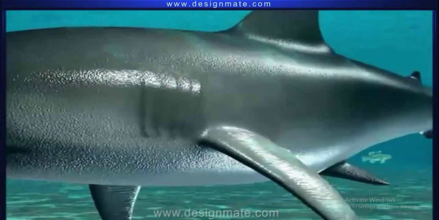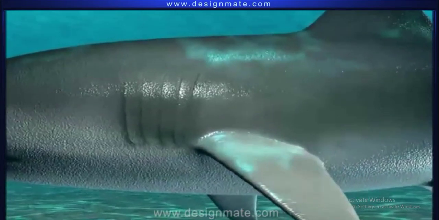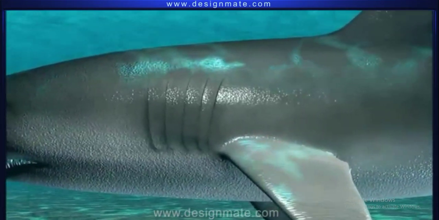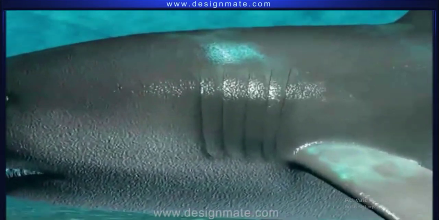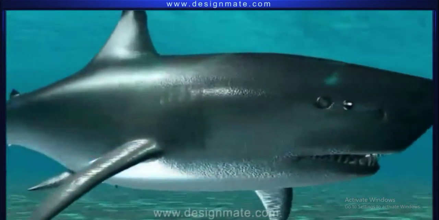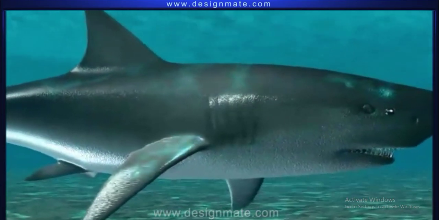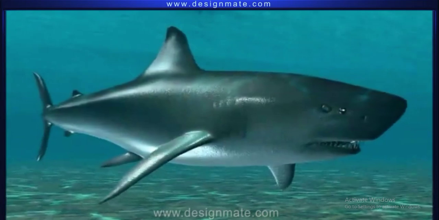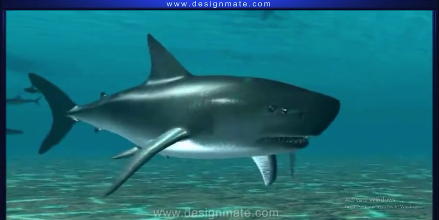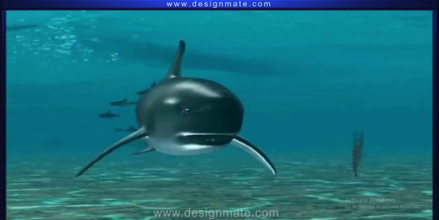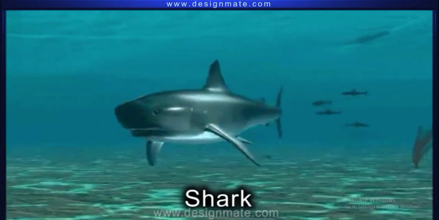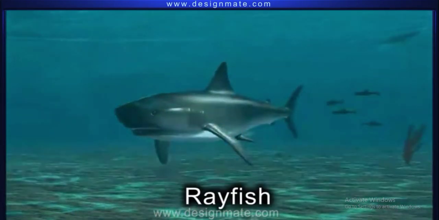They have 5 to 7 pairs of gills with separate and exposed gill slits and no operculum. They are oviparous or ovoviviparous animals, showing internal fertilization. Example: shark, ray fish, etc.